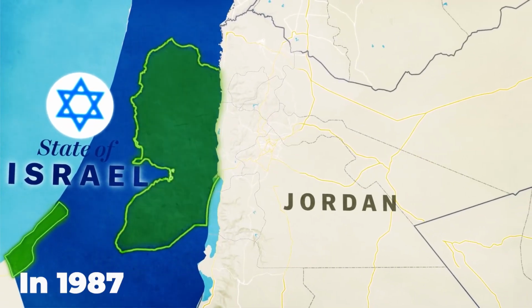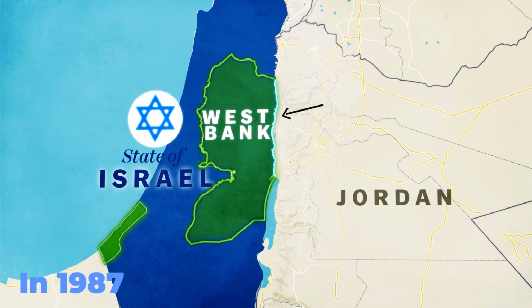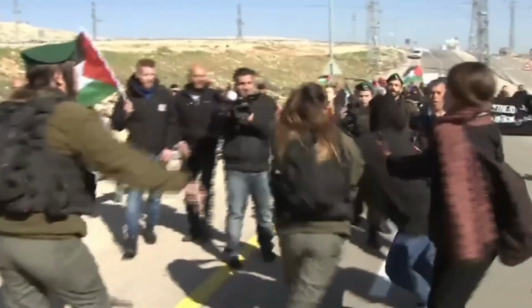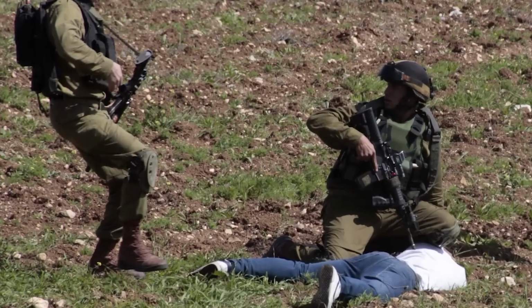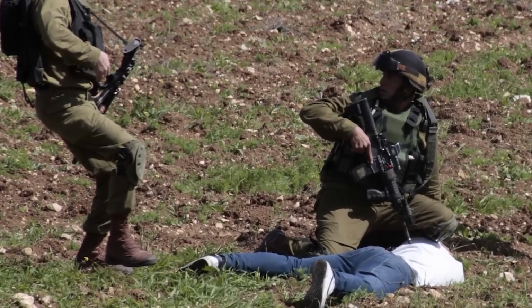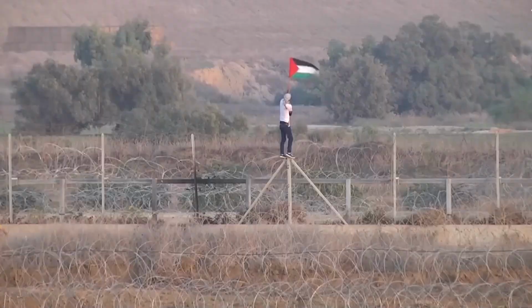In 1987, a period of unrest began when Palestinians in the areas controlled by Israel, such as the West Bank and the Gaza Strip, initiated a series of protests and uprisings. This period became known as the First Intifada. It was a form of Palestinian resistance against Israeli rule, expressing their discontent with the situation.